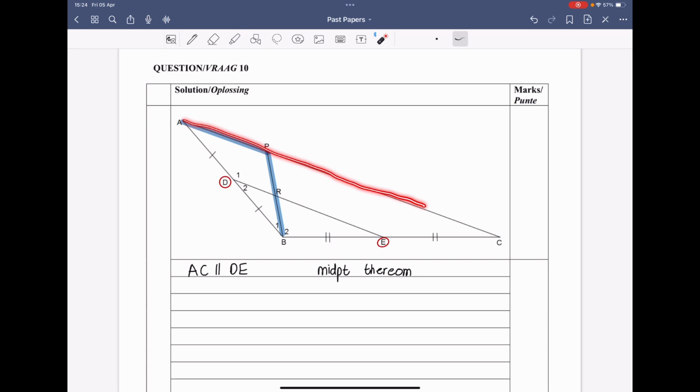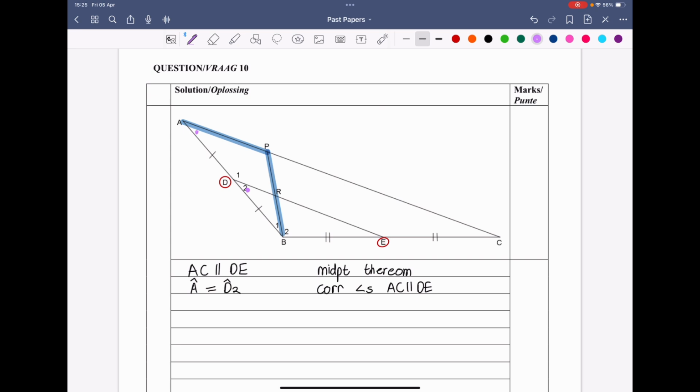And indeed, these two are parallel. And then there's this line here, this AB. So that means that this angle is going to be equal in size to this angle, and that's corresponding angles because of the parallel lines AC and DE. So angle A is equal to this angle D2, corresponding angles, AC parallel to DE. Okay, so now I know that these are equal.